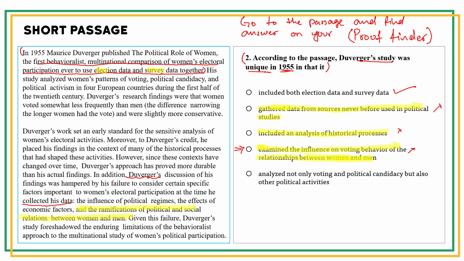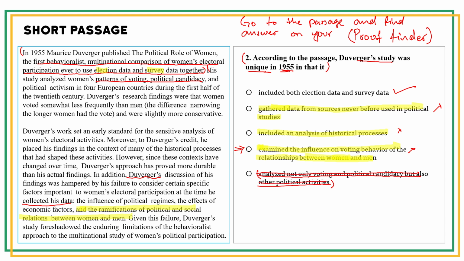So, was it unique because it analyzed not only voting and political candidacy, but also other political activities? Okay, where's the mention of voting and political candidacy? Okay, patterns of voting, political candidacy, right? But also other political activities. Nah, the passage is not giving any information which implies that the Duverger study was unique because it analyzed not only voting and political candidacy, but also other political activity.